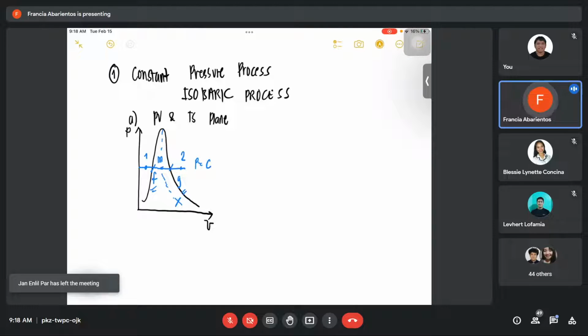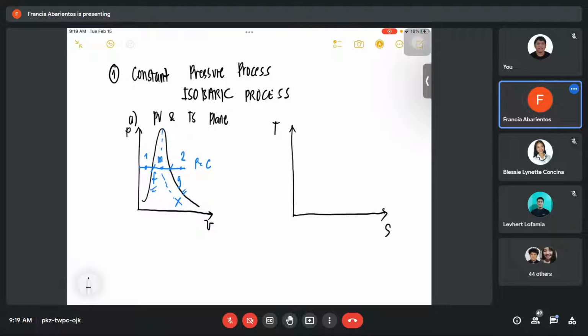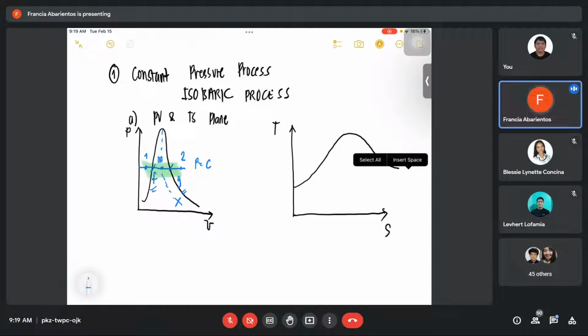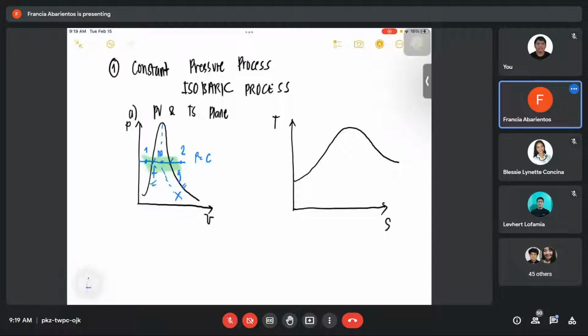Next, sa TS diagram naman class, okay, we have here the TS diagram. So, sa TS diagram class, highlight ko lang class ha, ito yung magiging pressure line mo. Straight lang. But here in the TS diagram, so TS na, mali. Yung TS natin class, ganito. Okay. So, paano yung magiging constant pressure line? Bakit pinapakita to class? Kasi para pag na-draw na natin yung processes, i-connect natin yung mga processes, lalong-lalo na sa simple Rankine cycle. Okay. So, ganito class.